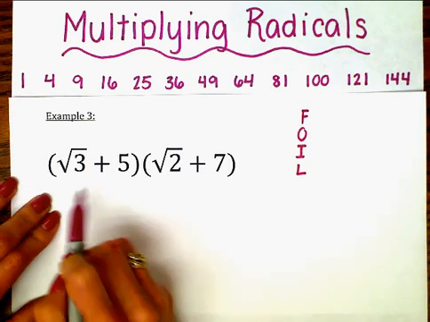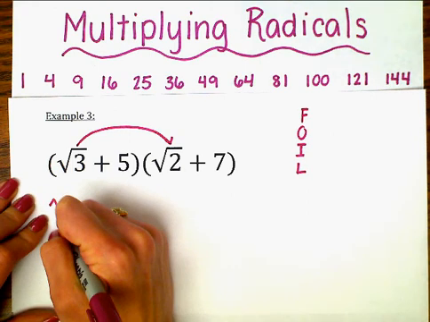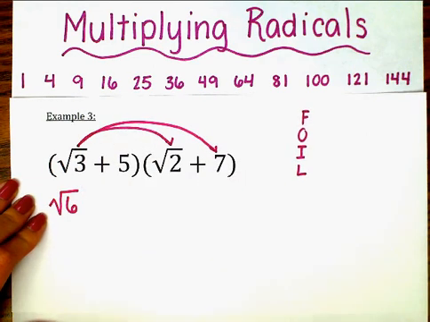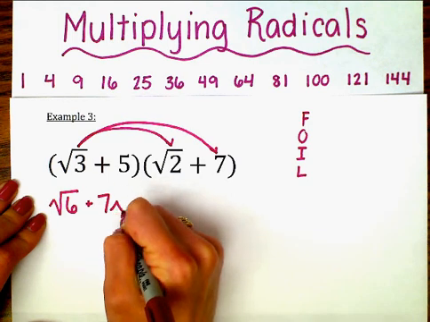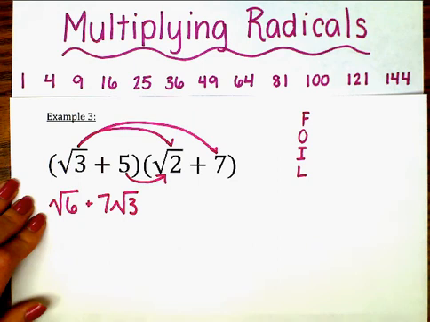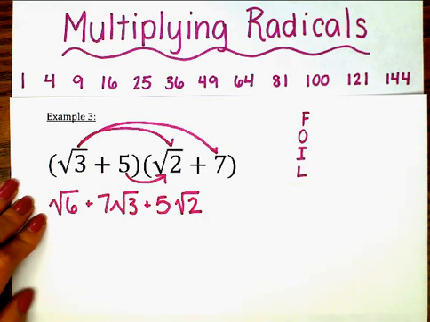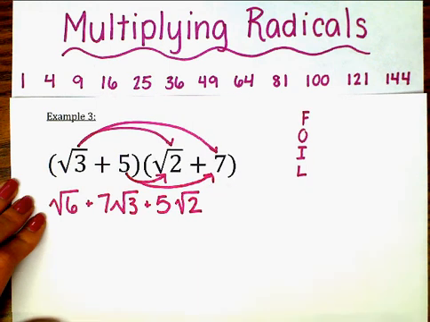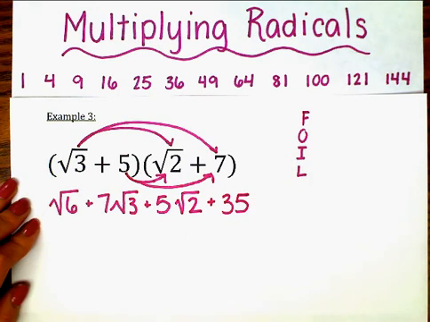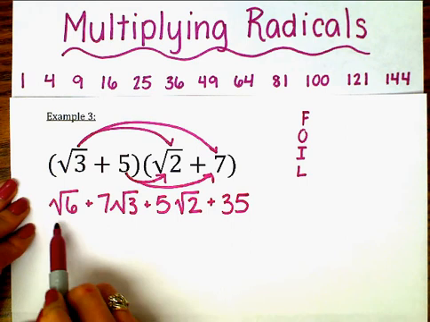Let's do it. So we're going to take our first terms, radical 3 times radical 2 gives us radical 6. And then we have radical 3 times 7, which just leaves us with 7 radical 3. Now we go to our inner terms. 5 times radical 2 is just 5 radical 2. And then 5 times 7, which we all know is 35. Now again, I always ask myself, can anything in the radicals be simplified? In this case, the answer is no. So we have our answer right here.